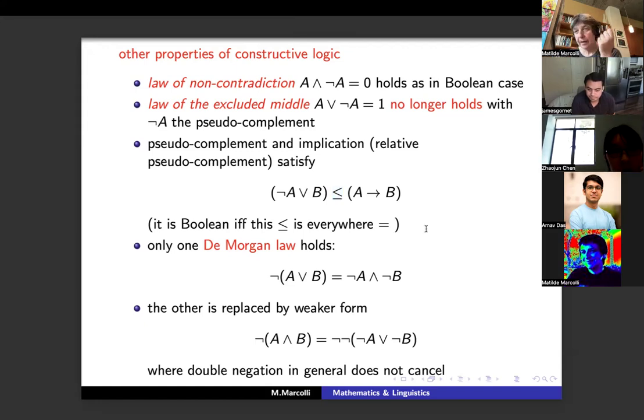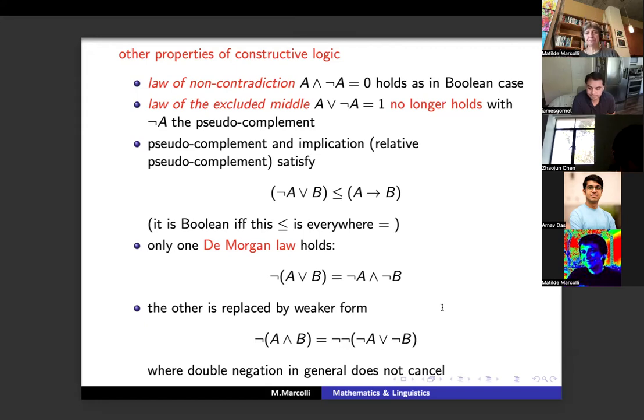The other main modification that you have is the De Morgan law. Now the De Morgan laws are no longer symmetric. You still have one of the two that holds exactly as in the Boolean algebra case, but the other becomes weaker because now the double negation is no longer canceled. So the other one has the explicit double negation, which doesn't necessarily go away.